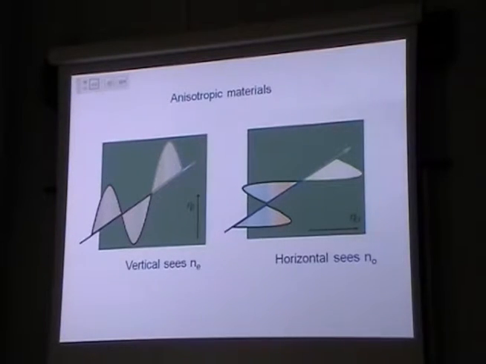So, anisotropic properties means that if I have a vertically aligned electric field, it sees one refractive index, which is called NE, E for extraordinary. And if it sees the horizontal, it sees a different refractive index, NO, O for ordinary. So extraordinary and ordinary axes of refractive index.